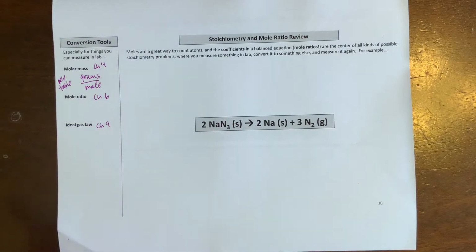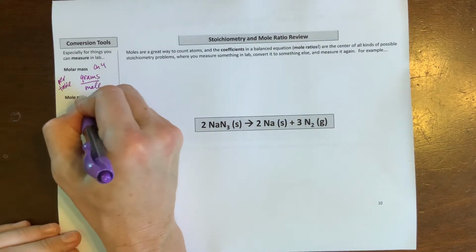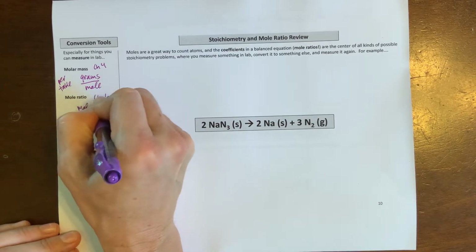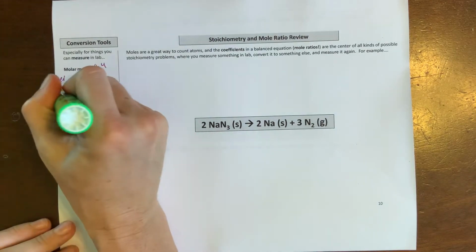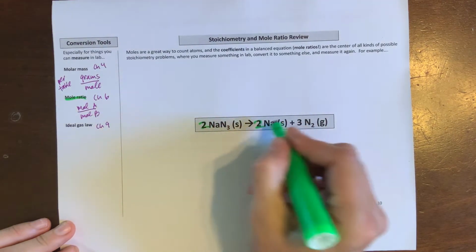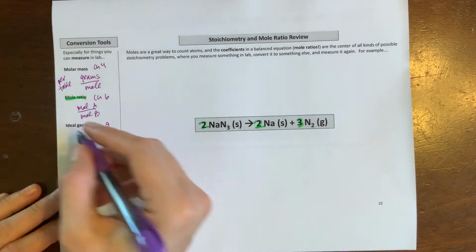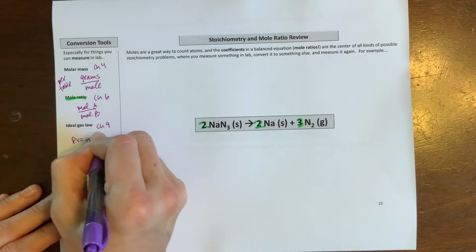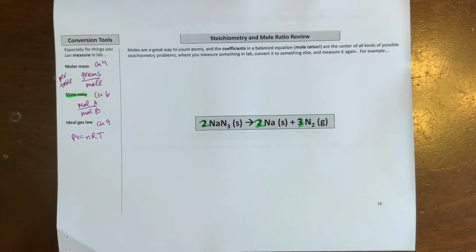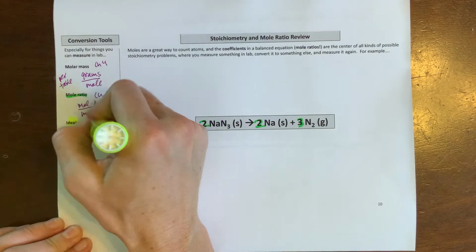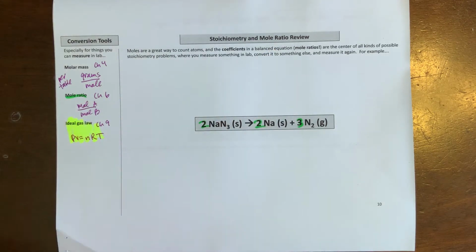Mole ratios, remember, are moles of A over moles of B, and those mole ratios we find in balanced equations. So we will be using balanced equations in these problems that we're going to work on now. The ideal gas law is PV equals nRT, and this is going to be the new piece that we have not ever combined with stoichiometry, mole ratios, or molar mass before. So I just want to help you remember the different things we've learned so far, and we're actually going to add a few things on in chapter 11 and 13 to this as well.